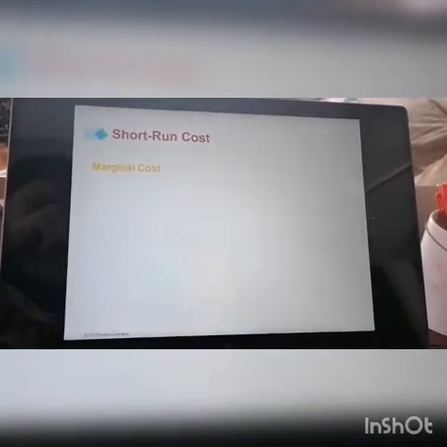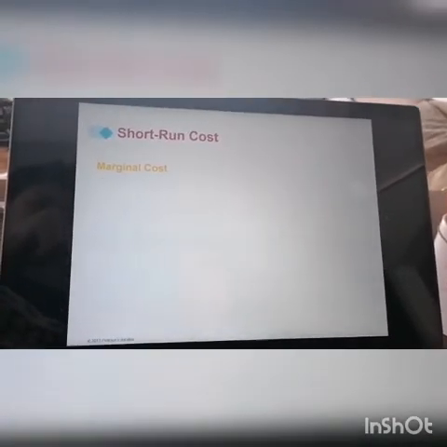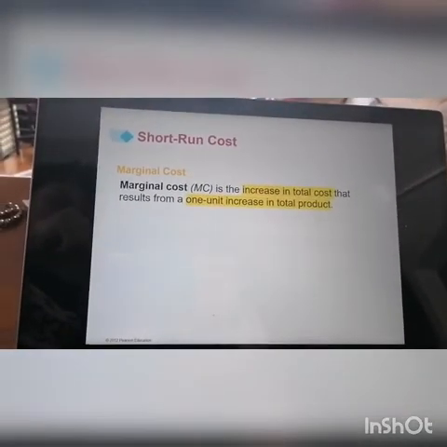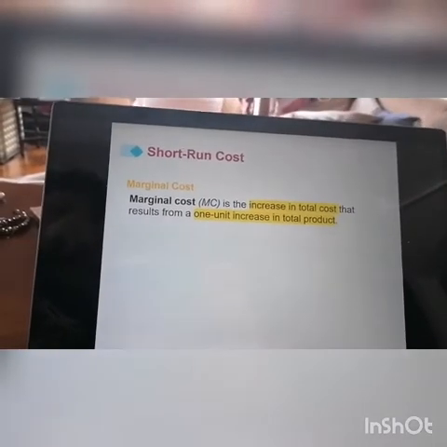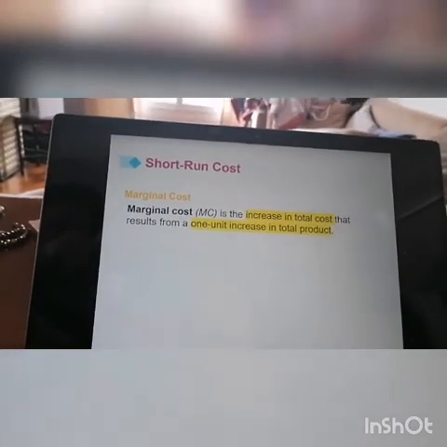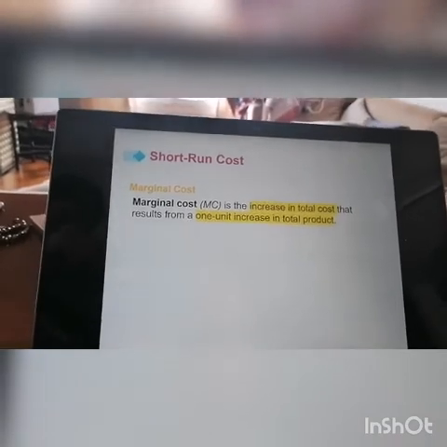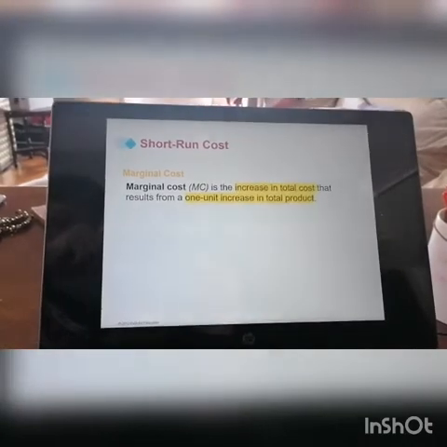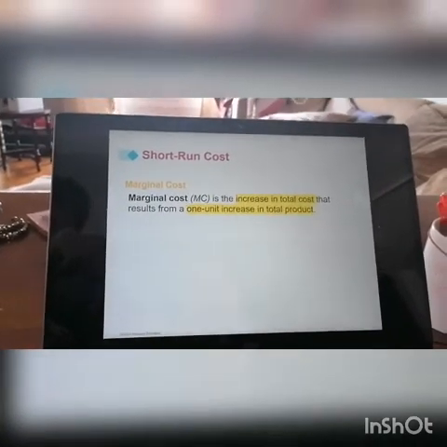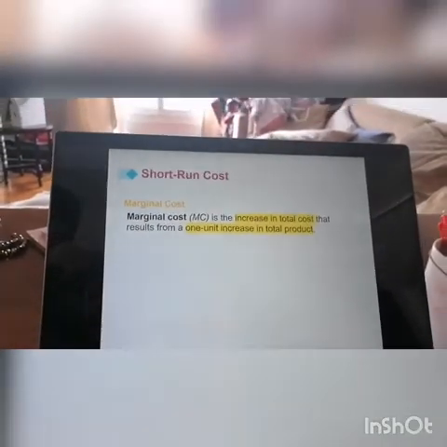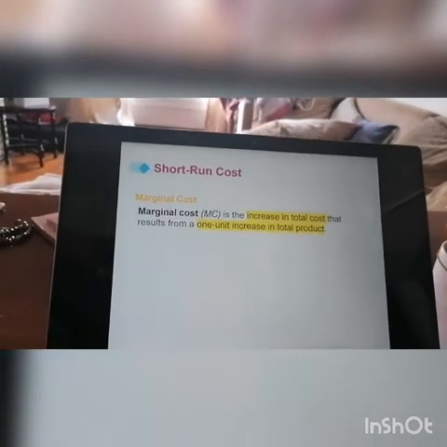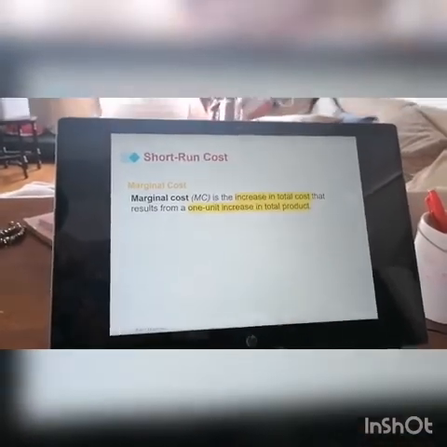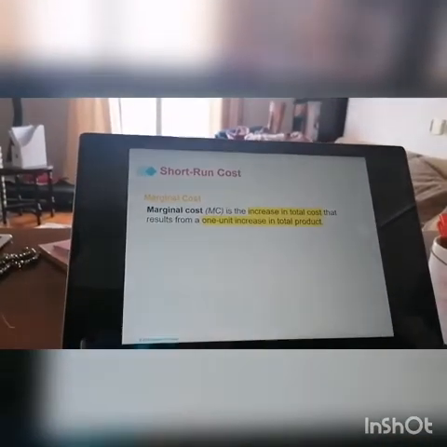How about the second concept? The second concept is the marginal cost. Marginal cost is the increase in total cost that results from a 1 unit increase in total product. Remember, whenever we find in economics the term marginal, it means the additional or the extra change incurred from 1 unit. So what does marginal cost mean? What's the additional total cost that results from a 1 unit increase in total product? That is, to produce 1 more sweater, how much more cost do we have to incur?